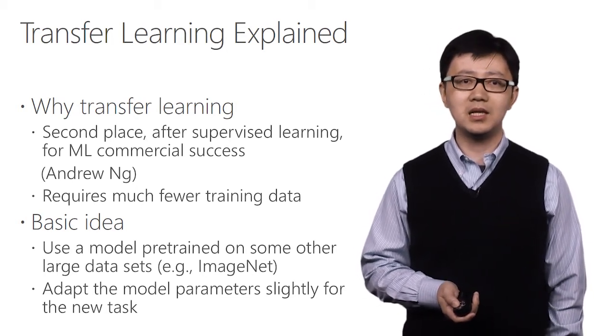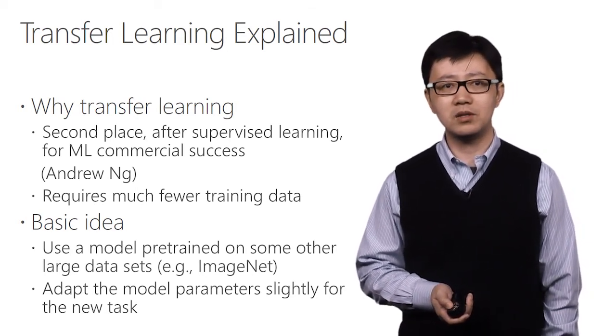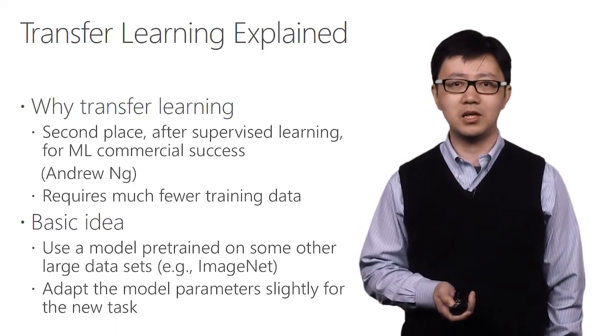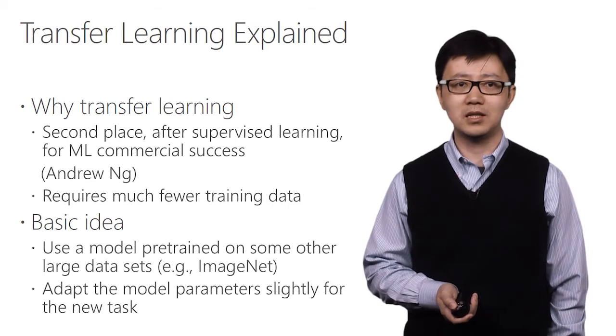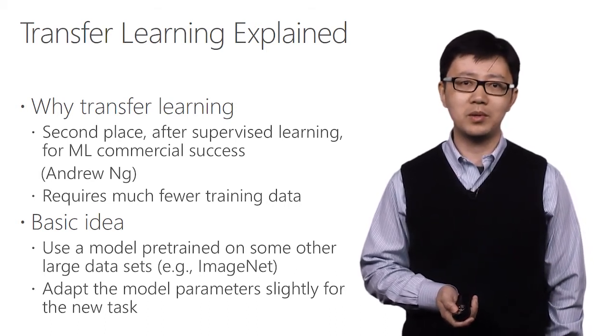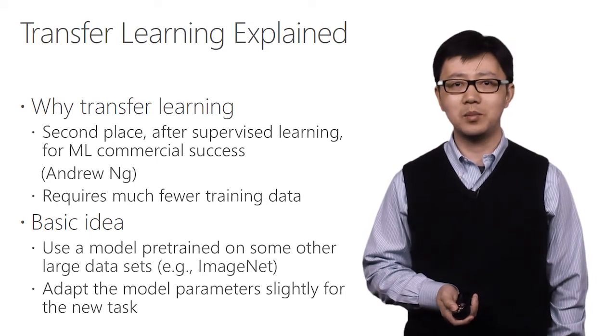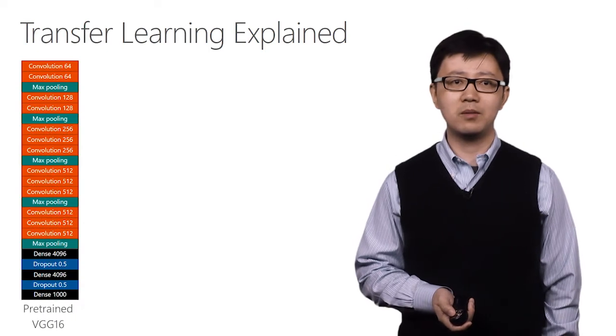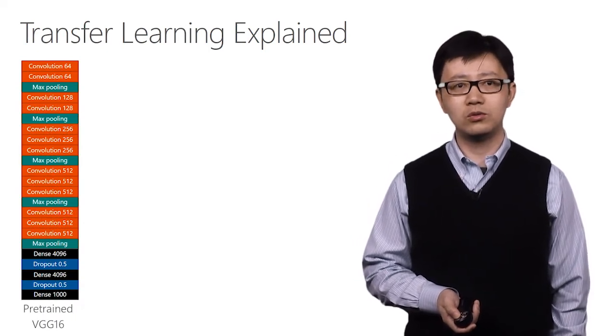The basic idea is instead of training everything from scratch, we use a model pre-trained on some other large data sets, for example, ImageNet. Once we use that model, we adapt the model parameters slightly for the new task based on some new training examples. Here's a diagram showing how to do transfer learning.